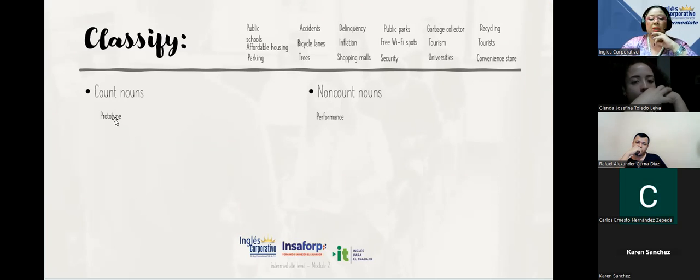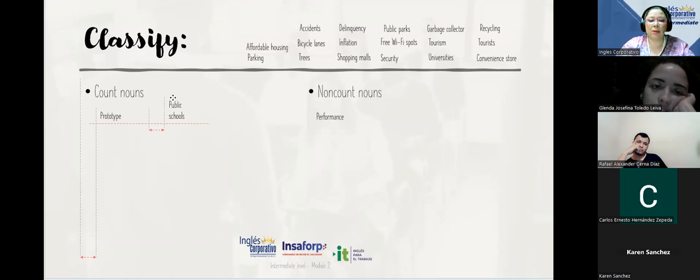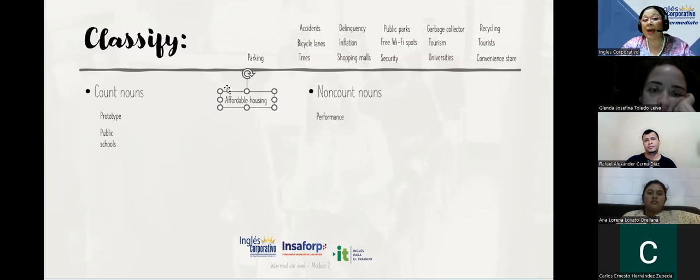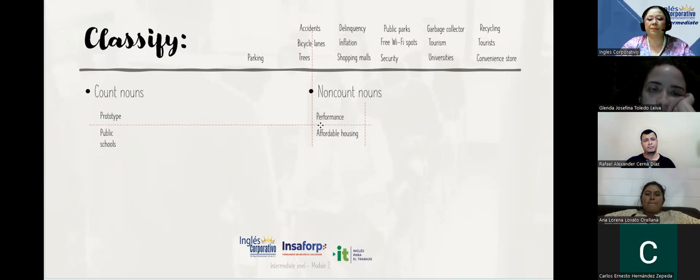Count nouns tenemos prototype. One prototype, two prototypes, ¿ok? Non-counts: veamos los que tenemos por aquí arriba. Public schools. Is it countable? Yes. Affordable housing. Don't count? No, because housing we cannot count it. Como vivienda, ¿verdad?